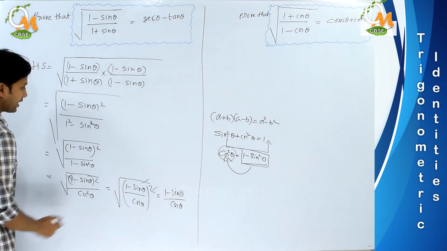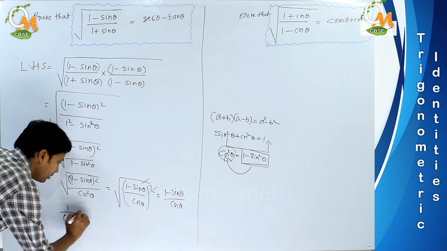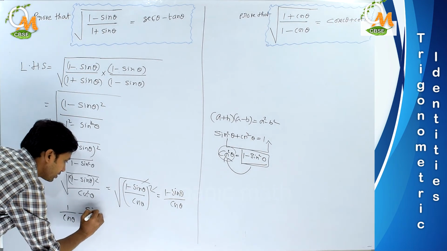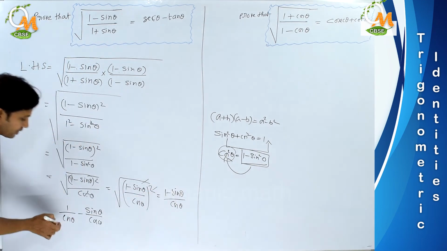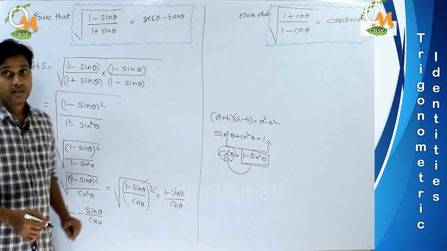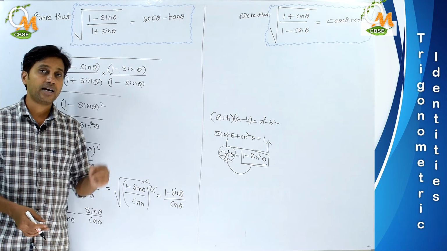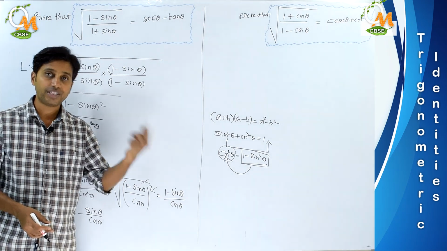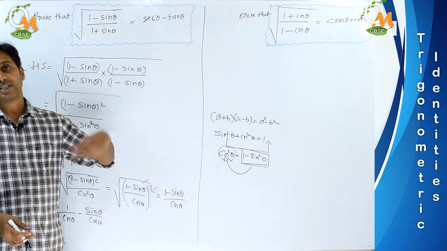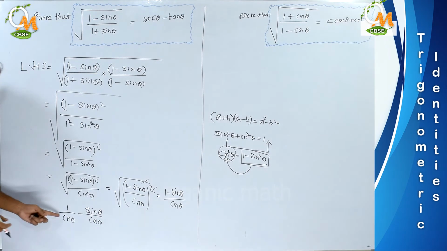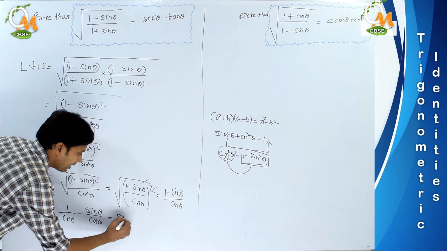Now on separating the fractions, what do you get? 1 by cos theta minus sin theta by cos theta. Tell me, what is 1 by cos theta? It can be written as secant theta or not? Yes. Why? Because secant theta and cos theta are reciprocals of each other. Secant theta can be represented as 1 by cos theta, or cos theta can be represented as 1 by secant theta. So therefore we can write this 1 by cos theta as secant theta.